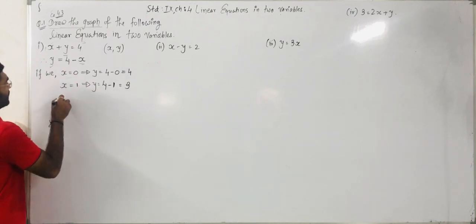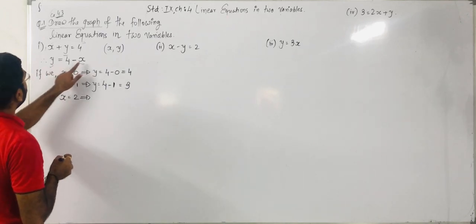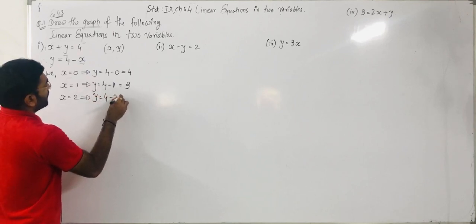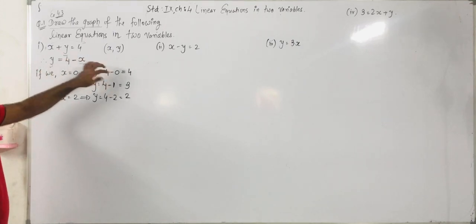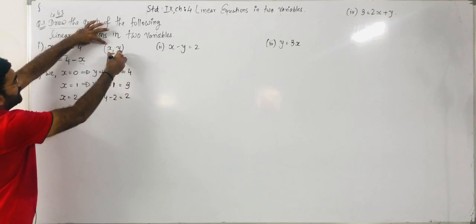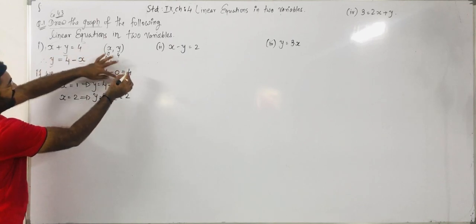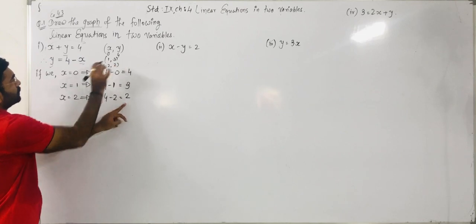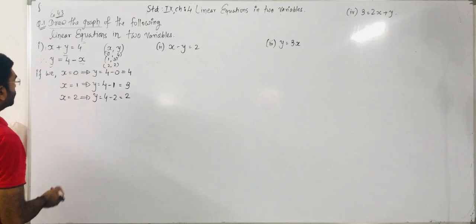Suppose for another solution we take x is equal to 2. Then y is 4 minus 2, so we get 2. So from these three cases, which coordinates do we get? In the first case the x coordinate is 0 and the y coordinate is 4. In the second case, x is 1, then y is 3. When x is 2, then y is 2. So we get the 3 points: (0, 4), (1, 3), (2, 2).